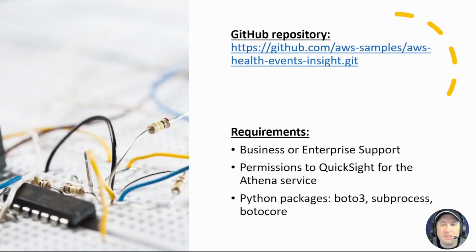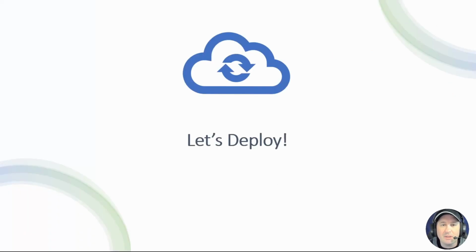In order to publish this dashboard, you'll need the code listed here in the GitHub for this solution. Some of the other requirements: the accounts will need to have Business or Enterprise Support on them. You will need to have permissions for the QuickSight reader, as mentioned before, in order to read the Athena connector. And last, we will be using Python for the deployment. You will need to make sure that the packages listed here are installed and ready to use. So with that in mind, let's go ahead and deploy.